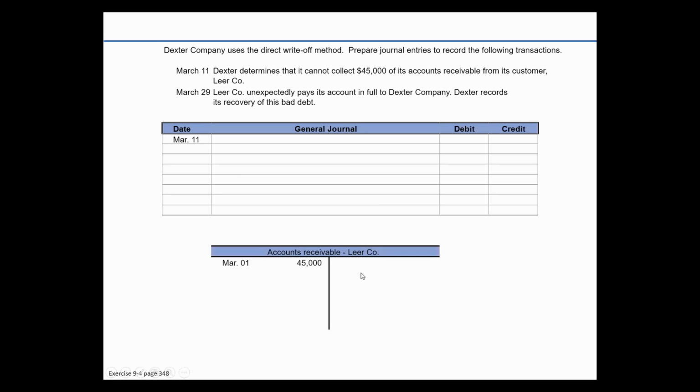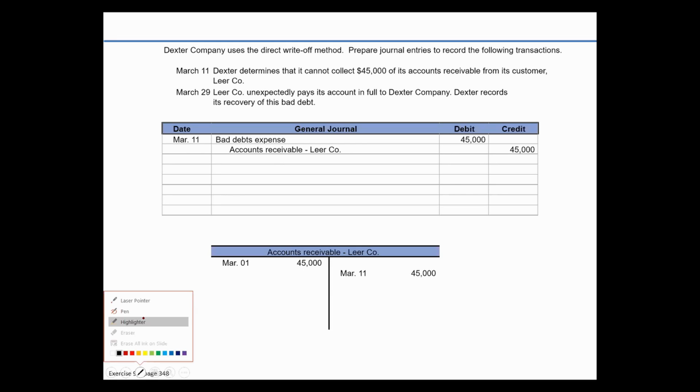And so then we have in the accounts receivable subsidiary ledger, we have an accounts receivable Lear Company, and so they have a debit balance of $45,000. Okay, so in order to write that off, we would debit bad debts expense in the amount of $45,000, and then we would credit the accounts receivable Lear Company $45,000. And so we see here what happens then is, because we have a debit and then we have a credit, that now wipes this out. So as I say, now it brings the balance to zero.